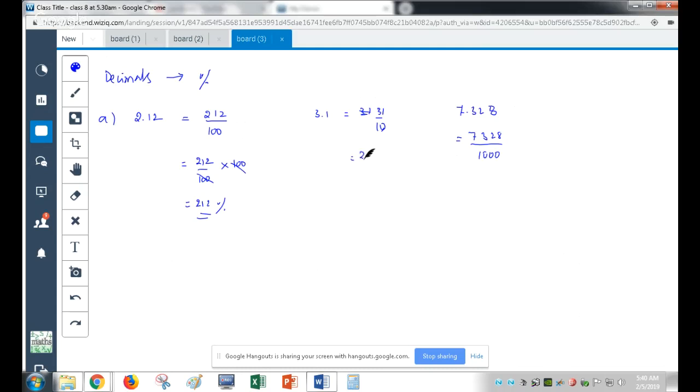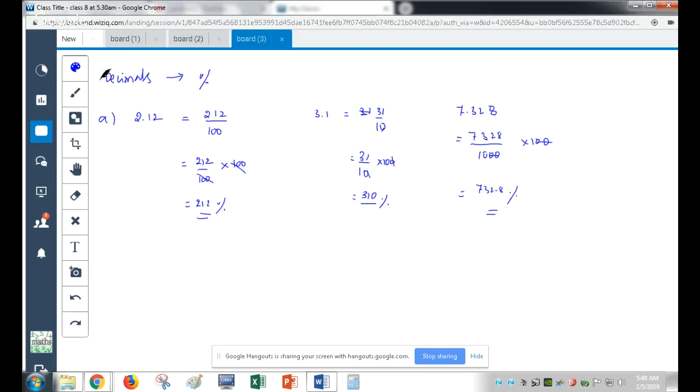So then how is it to be converted? 31 by 10 into 100. So 10, 10 cancel. It is equal to 310%. Okay. So into 100, two zeros will get cancelled. So then 732.8%. So this is how a decimal is to be converted.